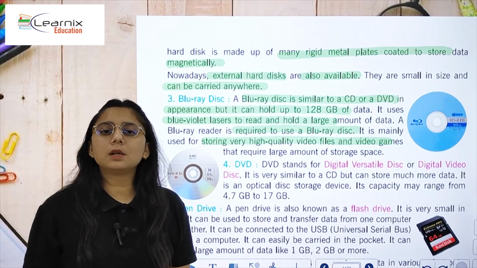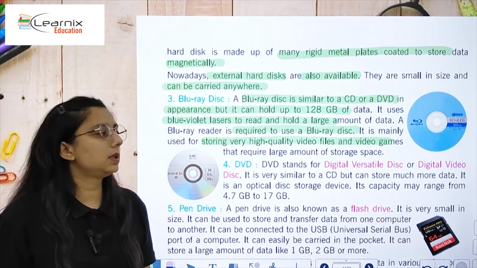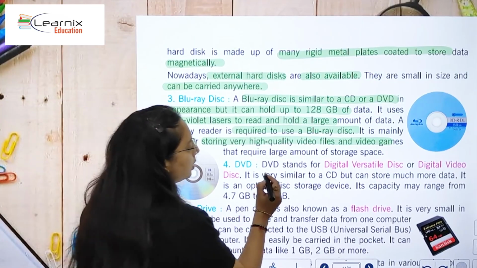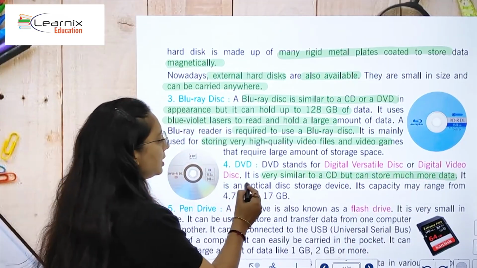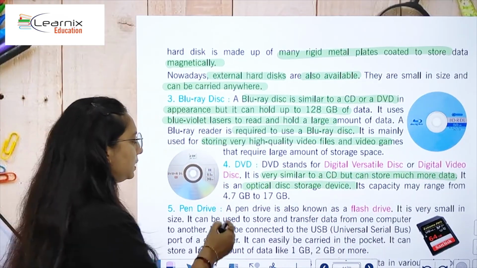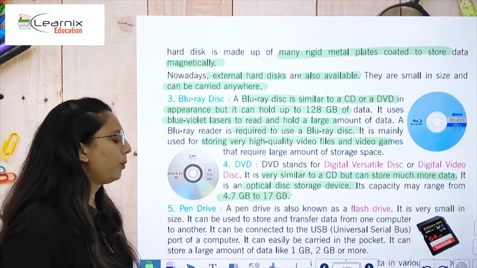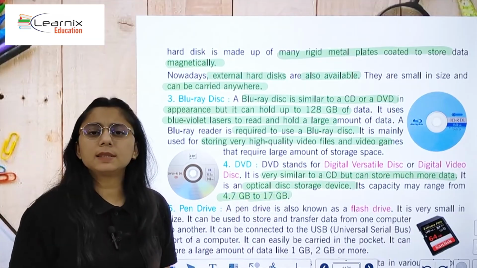What is DVD? It is a digital versatile disk. It is very similar to a CD but can store much more data. It is an optical disk storage device. Its capacity ranges from 4.7 GB to 17 GB.